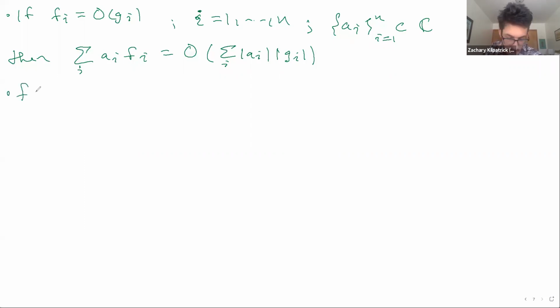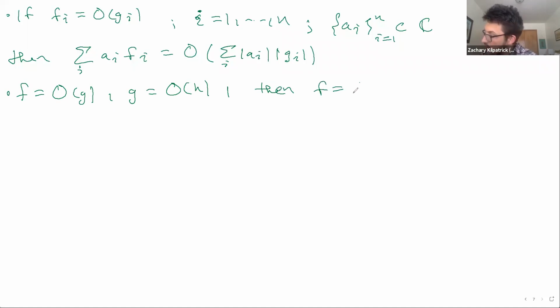Another property, okay? If f is big O of g, and if g is big O of h, okay, then we get some transitivity, where you can say that f is big O of h, okay? And that's not too hard to prove, but I'll just write it for now, okay?